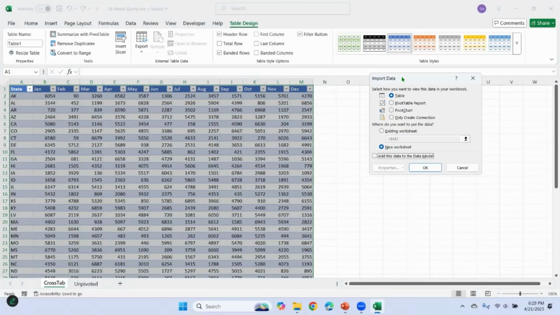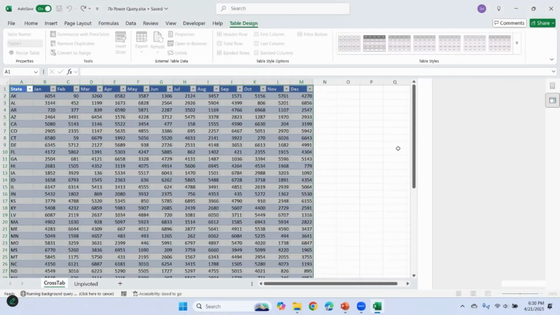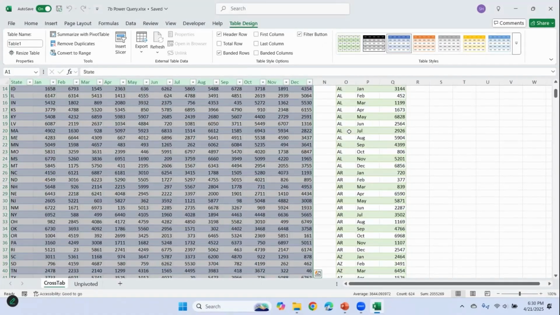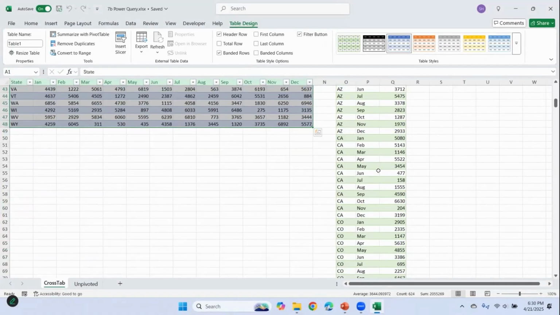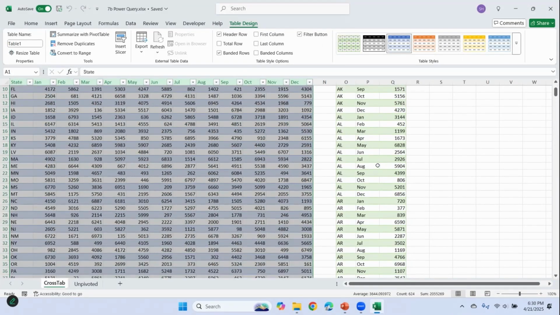I can say, just put it in the sheet itself. I'm putting it in the sheet itself to make a comparison, okay? I'm saying just place it in this worksheet. I'm going to choose this location here, and then I say okay. See here? You can see this data now. So now this is ready for analysis.